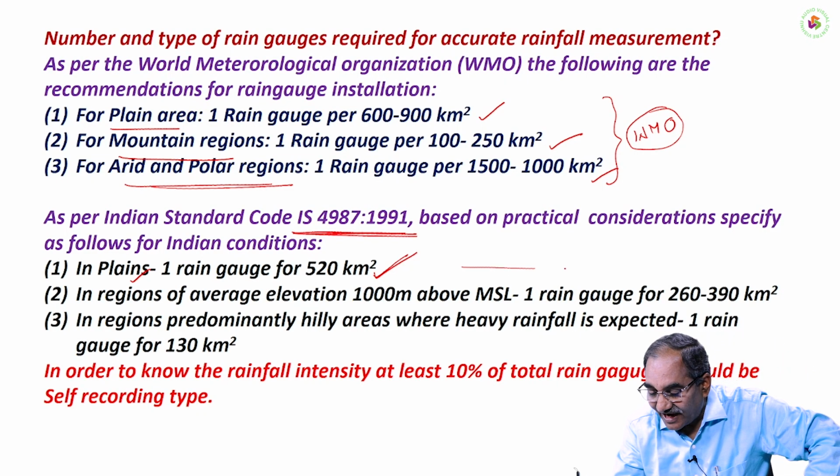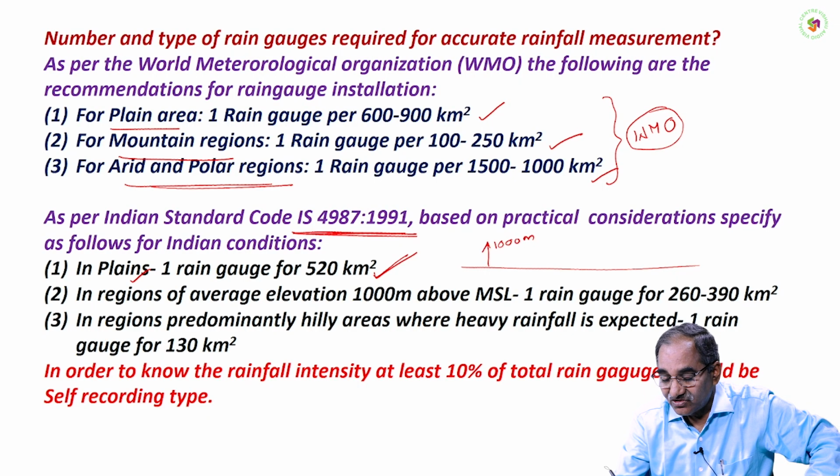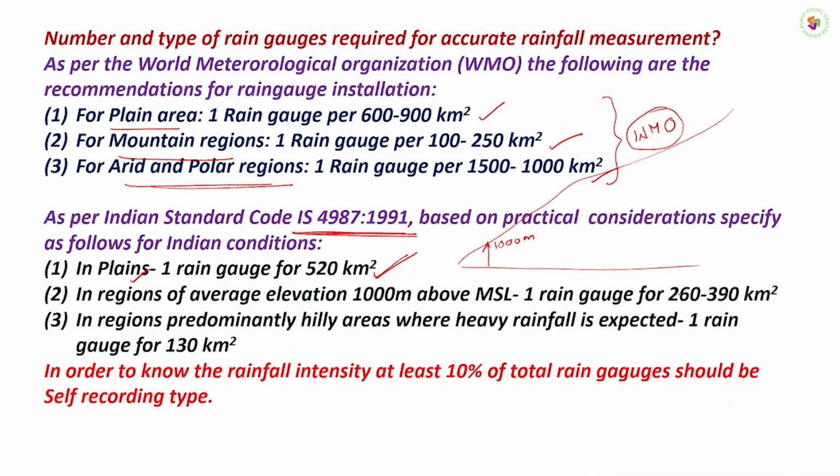They classified it as land which is elevated from the mean sea level. Suppose this is the flat plain, and from here above it 1000 meters if you take it at that elevation, so that means the topography is like this. At that elevation you require for every 260 to 390 square kilometers one rain gauge. So that means 1000 meters above mean sea level. That's how they classified, rather than classifying as a mountain or hill or like that.